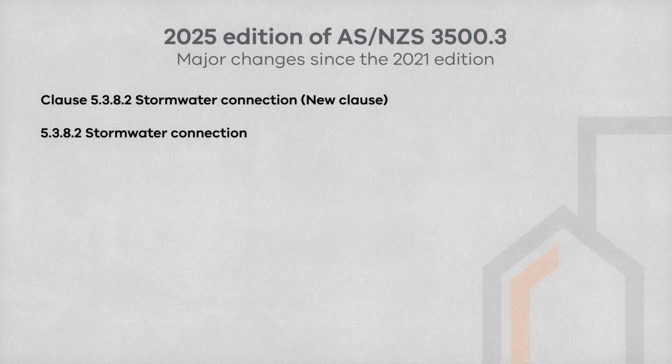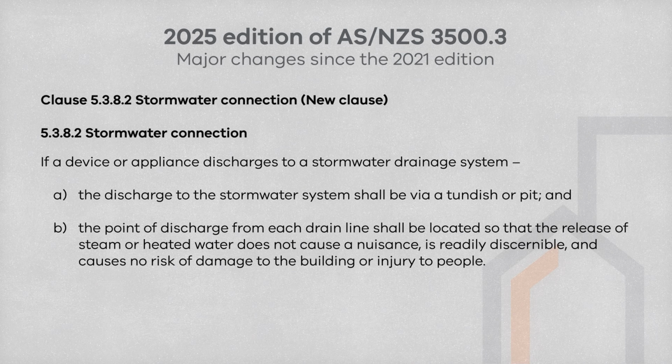These clauses say that if a device or appliance discharges into the stormwater system, that discharge must occur through a tundish or a pit. In simple terms, no direct connection straight into the stormwater line.